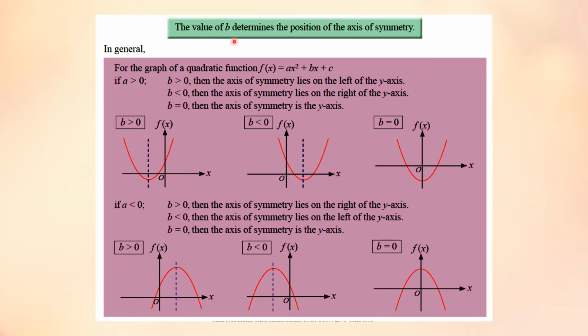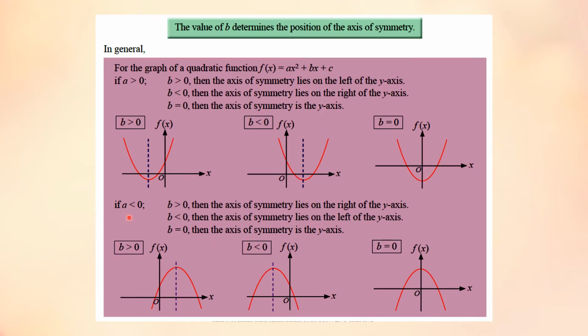The value of b determines the position of the axis of symmetry. We divide it into two parts. If a is greater than 0, it is a smile shaped graph, and if b is greater than 0, then the axis of symmetry lies on the left of the y-axis. For b less than 0, the axis of symmetry lies on the right of the y-axis. If b is equal to 0, then the axis of symmetry is the y-axis.